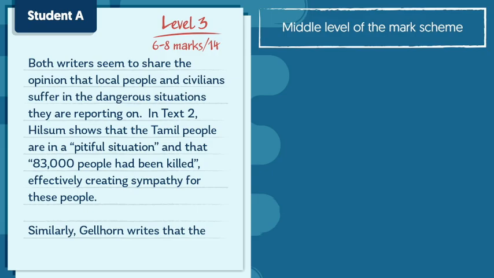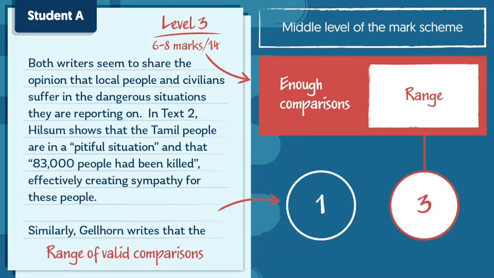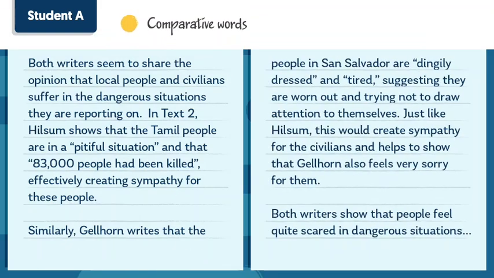To get into Level 3 on this question, you need to provide enough comparisons to be classed as a range. Student A's response does include a range of valid comparisons, in this case 3, but we're just looking at an example of one of them. The student uses comparative words such as both and similarly to help highlight to the examiner where they're comparing.